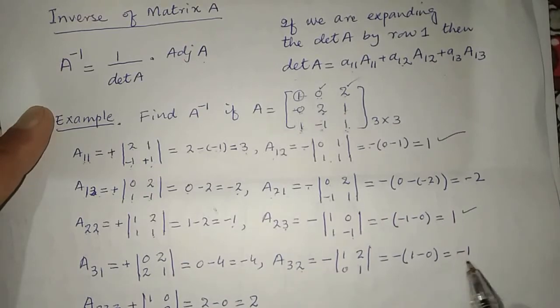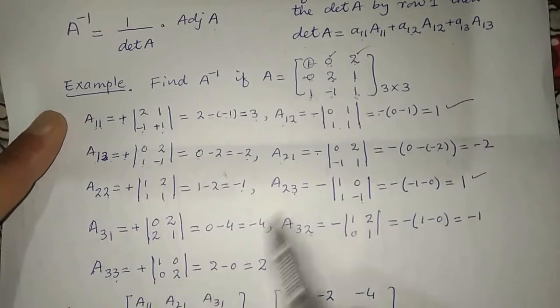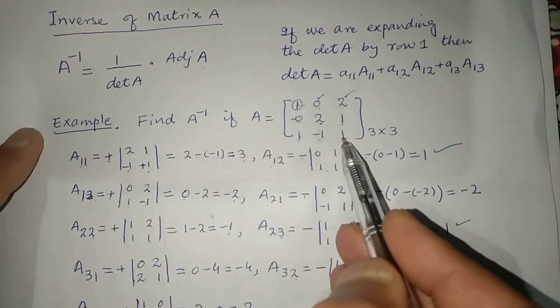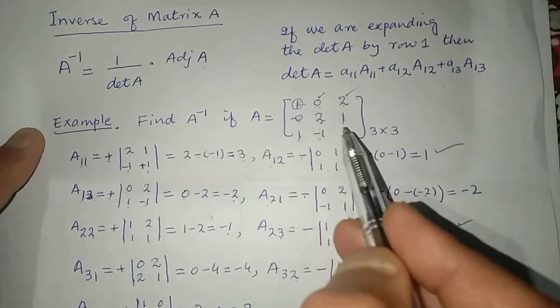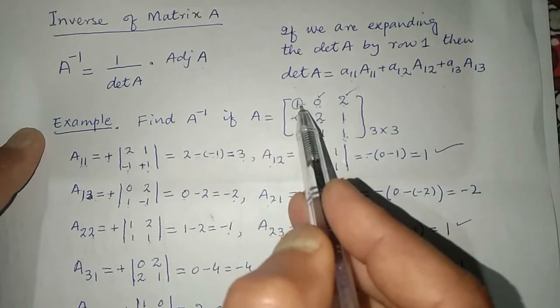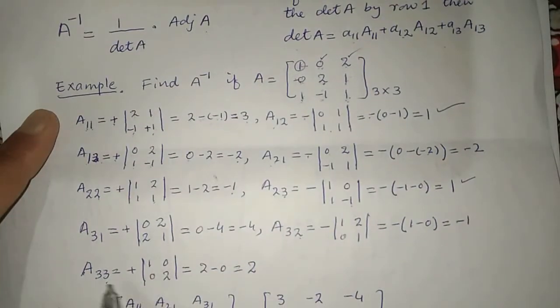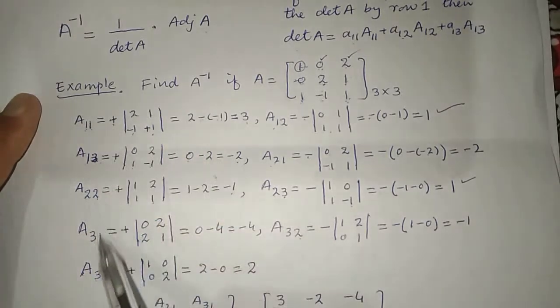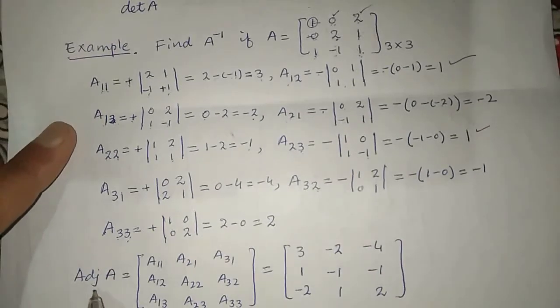Now A33 is this element, so the row and the column are hidden, and the elements left, 1, 0, 0, 2, are put over here, and plus sign is placed because 3 plus 3 is 6, which is even. So all the cofactors we have found are put in this matrix.